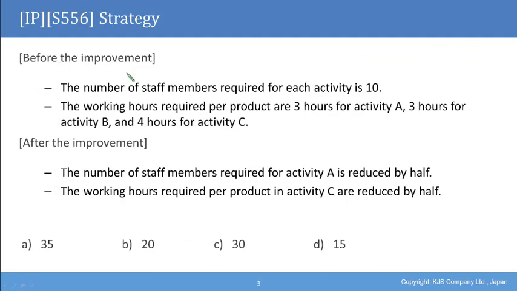Before the improvement, the number of staff members required for each activity is 10. The working hours required per product are 3 hours for activity A, 3 hours for activity B, and 4 hours for activity C. After the improvement, the number of staff members required for activity A is reduced by half. The working hours required per product in activity C are reduced by half. A 35, B 20, C 30, D 15.